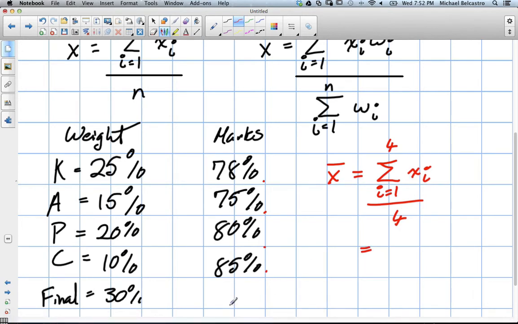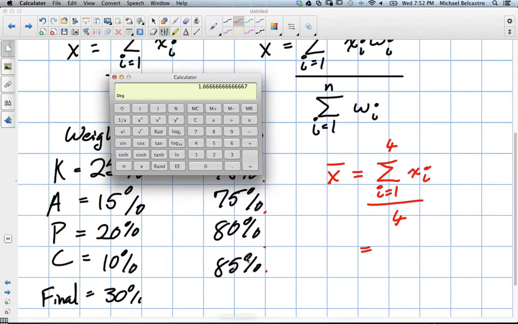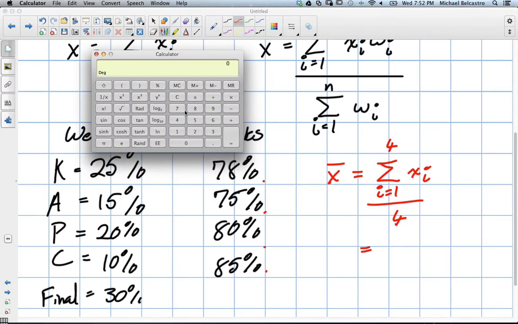I don't know if you have a calculator, just double check, because sometimes I take things wrong in this calculator. So let's take them together. 78 plus 75 plus 80 plus 85. 318.